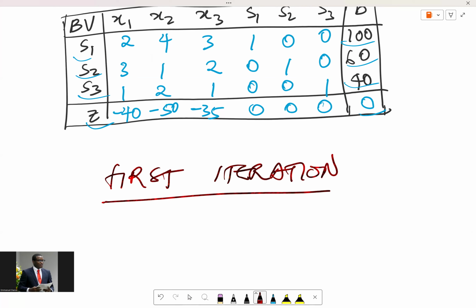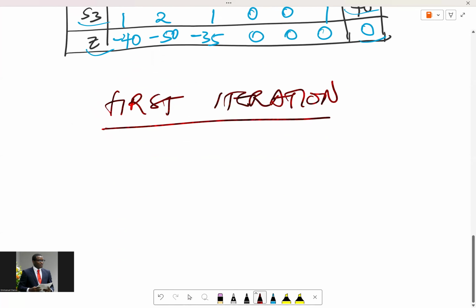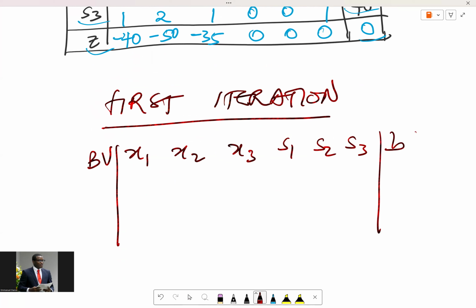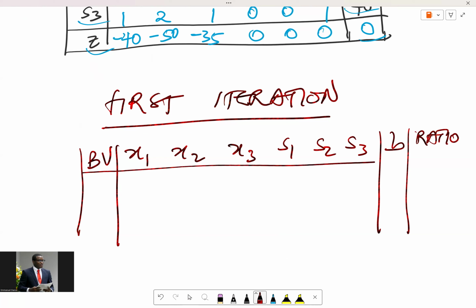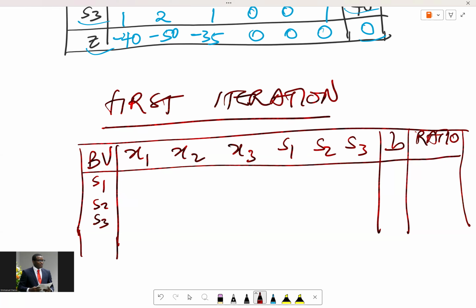In an exam situation, you may not have to waste time doing all this. You just go straight to the point. But here, it's for the sake of clarity, so I'm going to do the table again. In an exam situation, that may not be necessary. You have to save time. So S1, S2, S3. Then we have B. Since we are iterating now, we need the ratio, because it's also important here. So this is S1, S2, S3, and this is Z for the objective function.